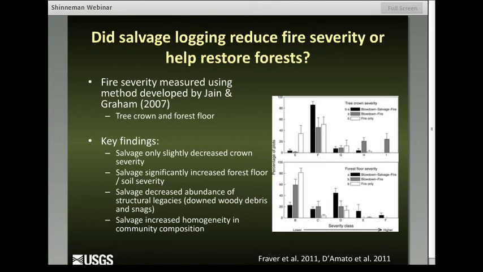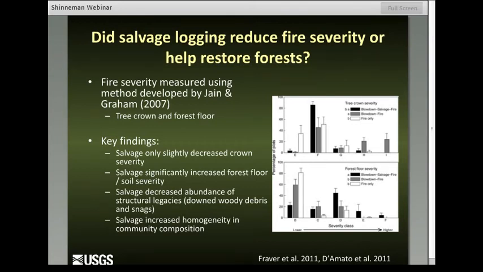And what we found is that salvage logging only slightly decreased crown severity. You can see in the graph at right, the letters represent categorical definitions of fire severity among our plots based on the method developed by Jane and Graham, with the least severe fire severity values to the left and the most severe to the right. And then the number of plots that are within each of our treatment combinations indicated by the black, the gray, and the white. And what you can hopefully tell is that salvage logging only slightly decreased crown severity overall.